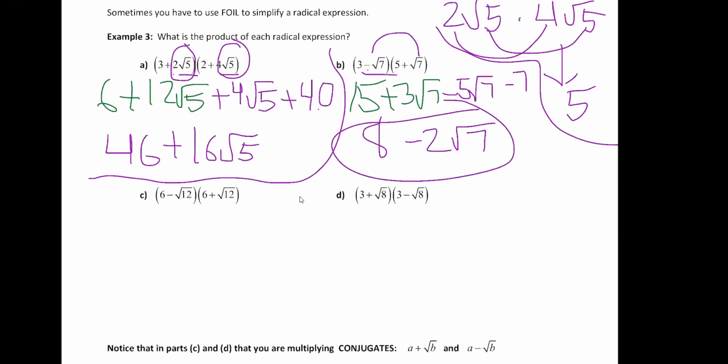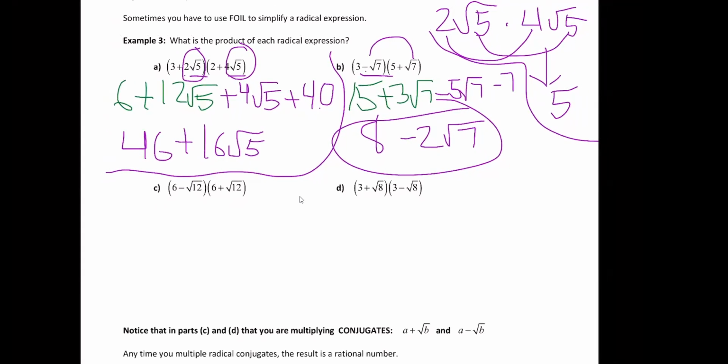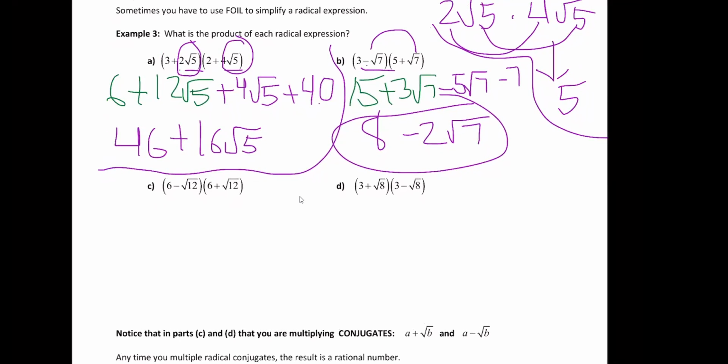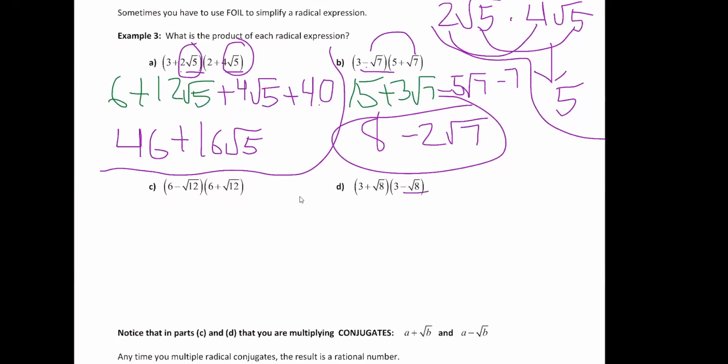So how about you guys try C or D? See if you can do these. I wish there was one like A, but none of these have a coefficient with the radical, but oh well. If you want to give these a try, see if you can do these. And it looks like we're going to get through these notes. Okay, I should probably pause in case anyone's ready.